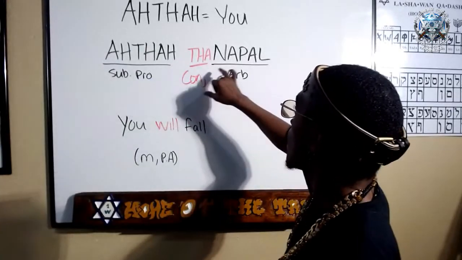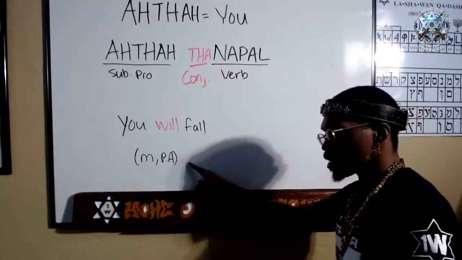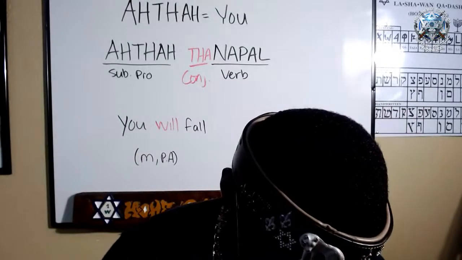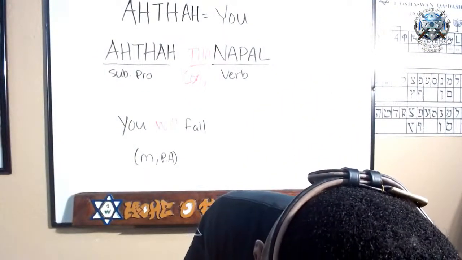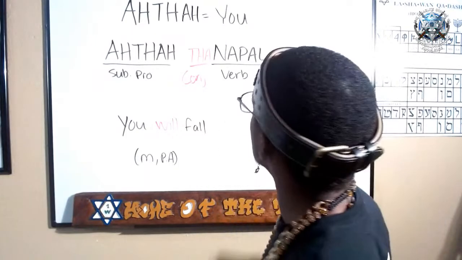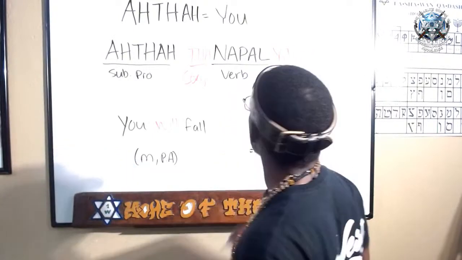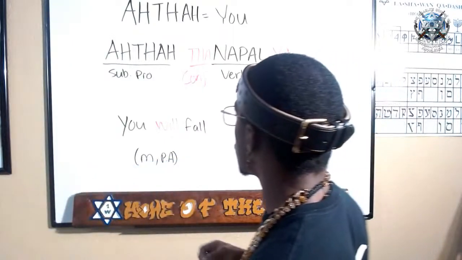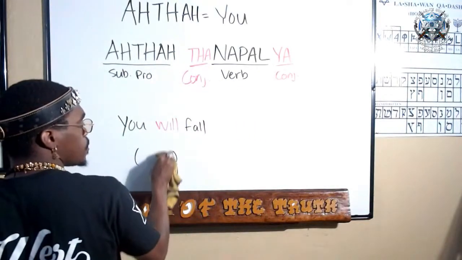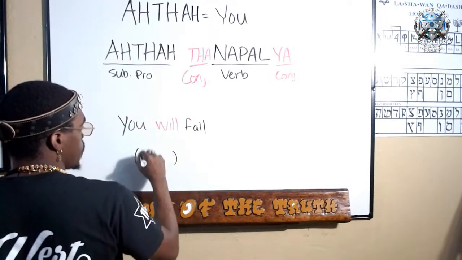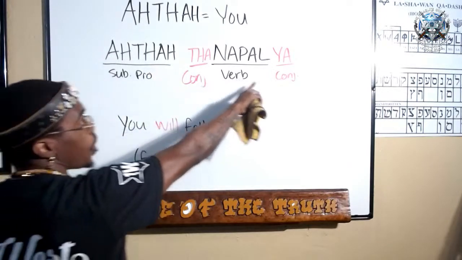Instead of "atha napal," which is masculine and coming from a place of authority, we would also add a "ya" at the end. So now this makes it feminine or subservient. Feminine or subservient. Okay? Atha napal ya.